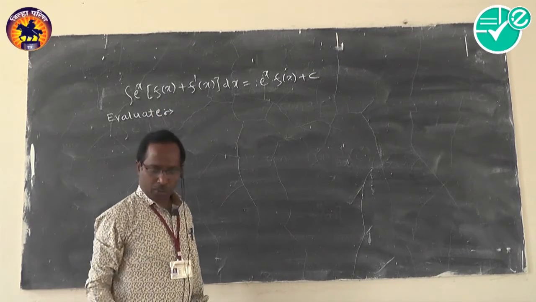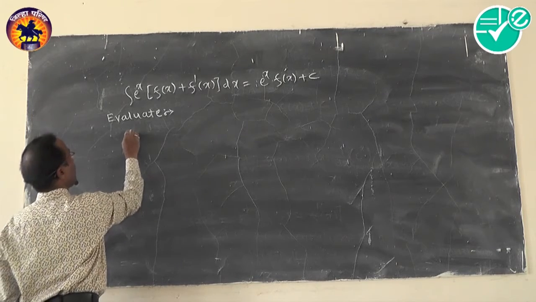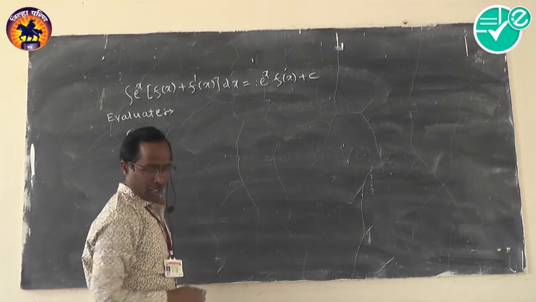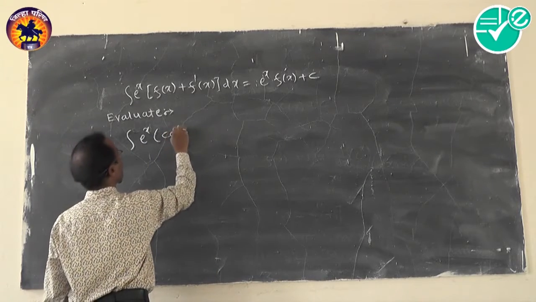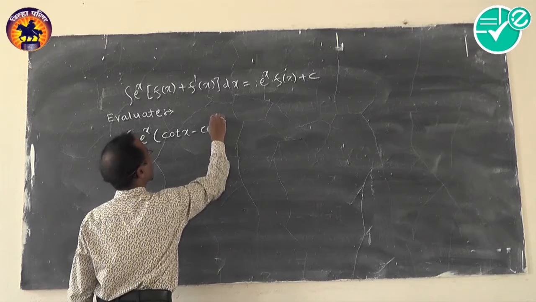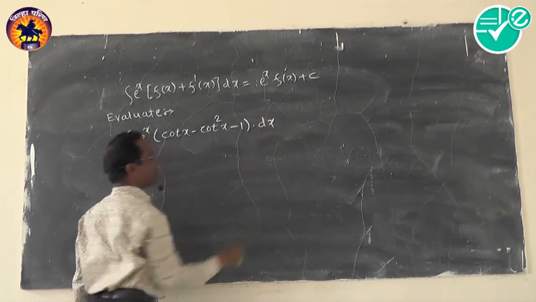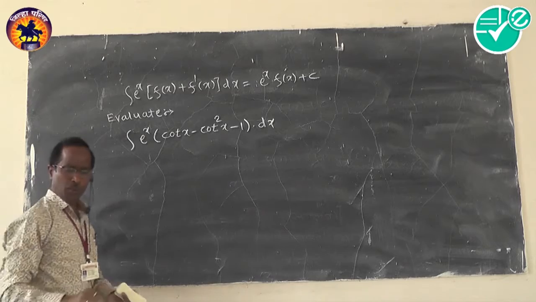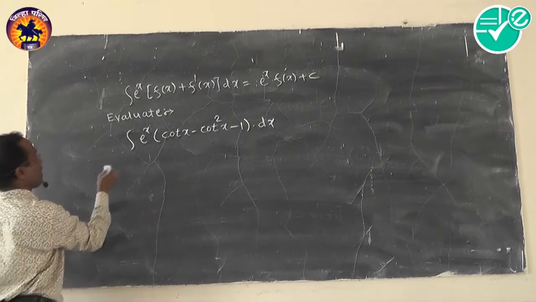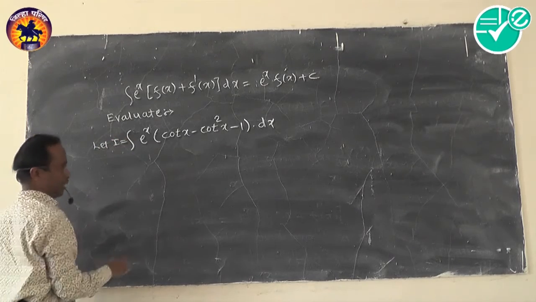Now we are going to take the examples. Evaluate integral of e to the power x into cot x minus cot square x minus 1 dx. Now we want to solve this example. How we can find the solution of this example? Let I is equal to this function.